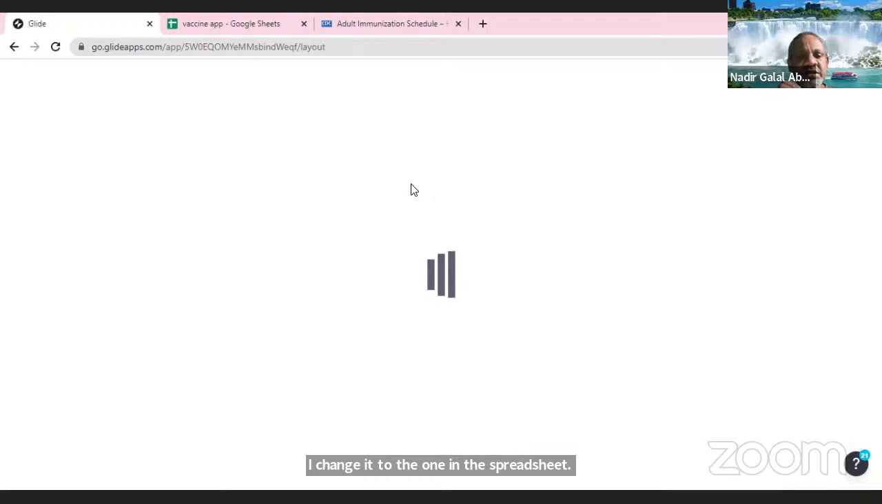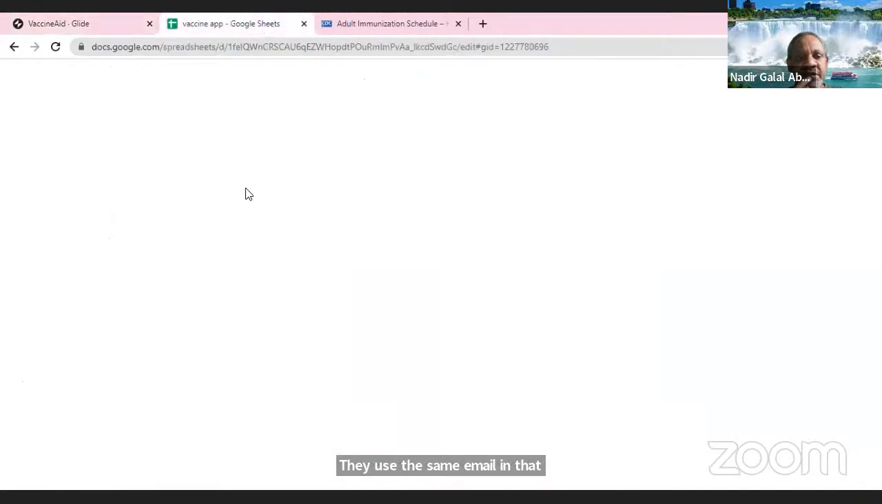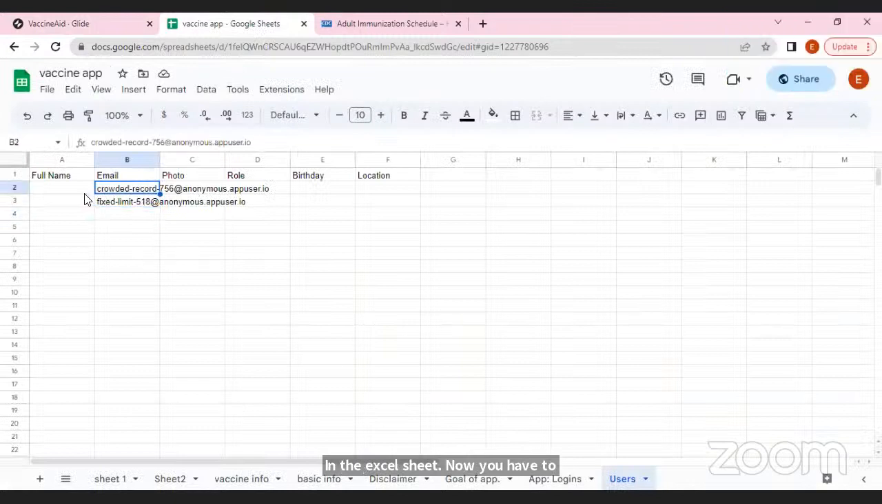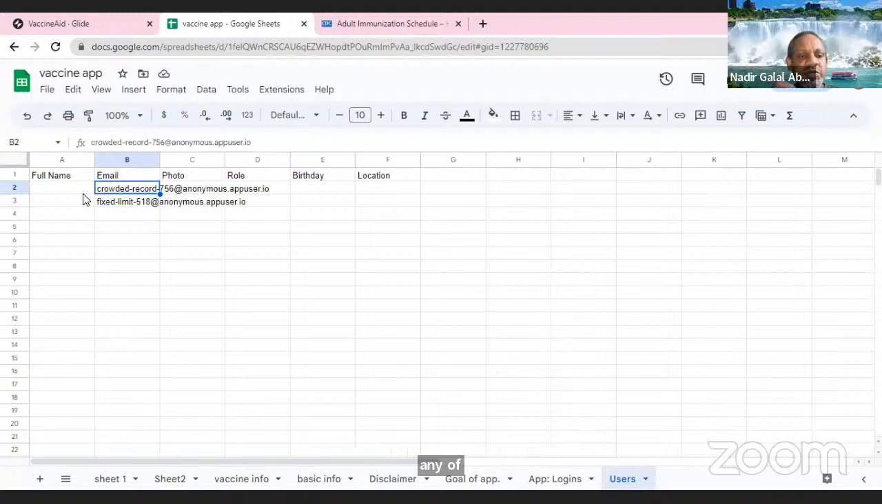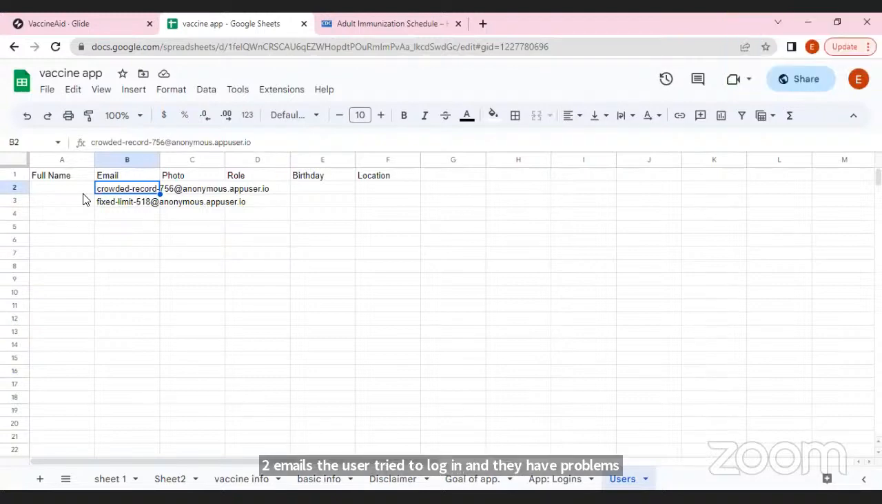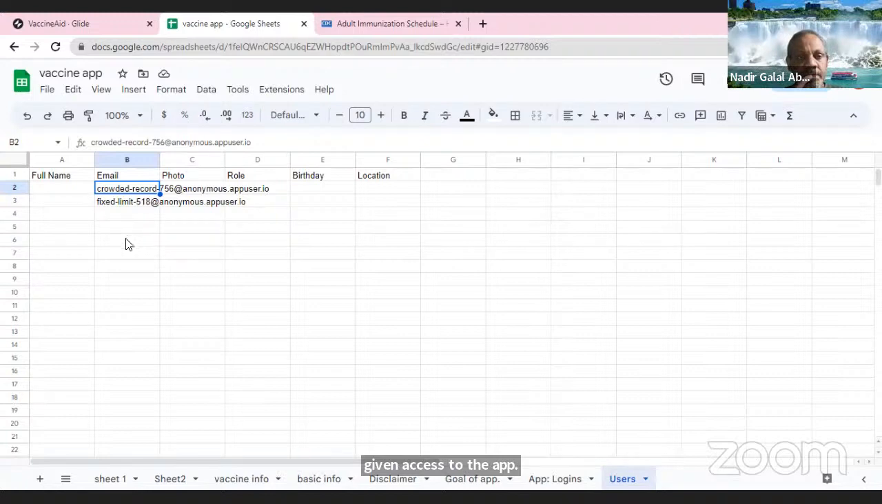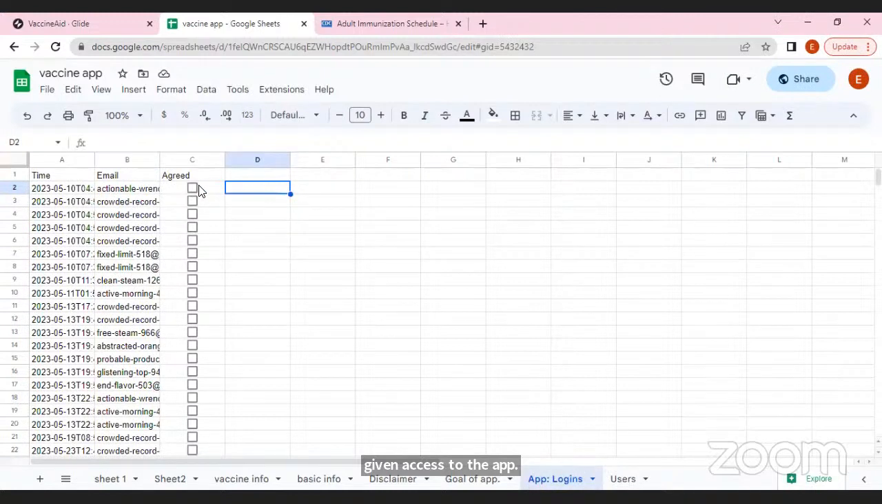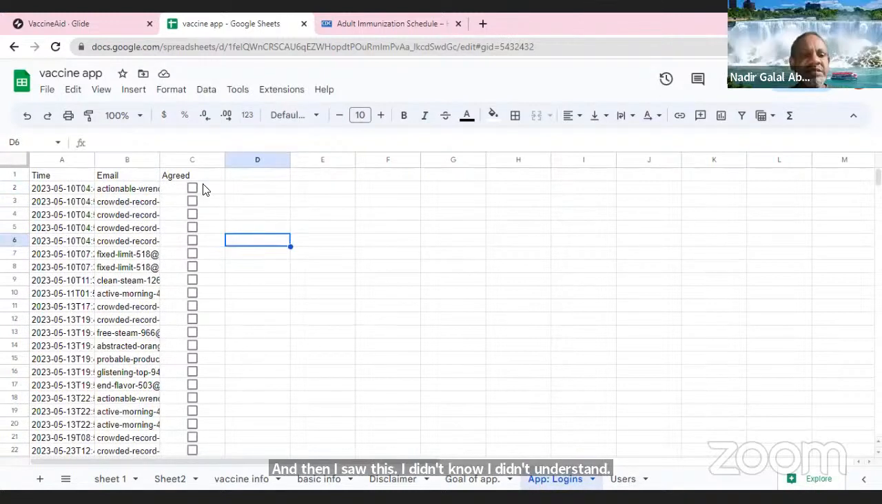The other question is, does each one of the fellows or users use the same email in that list? In the Excel sheet now you have 2 emails. Any of these 2 emails, the user tried to log in and they have problems? Yes. I remember because I was speaking to the person that was trying to log in. When she tried to log in, it appeared to me that the email is actually logged in, but she wasn't given access to the app. Okay. And then I saw this, I didn't understand what's the agreed part. No, that's insignificant. That's beside the point.